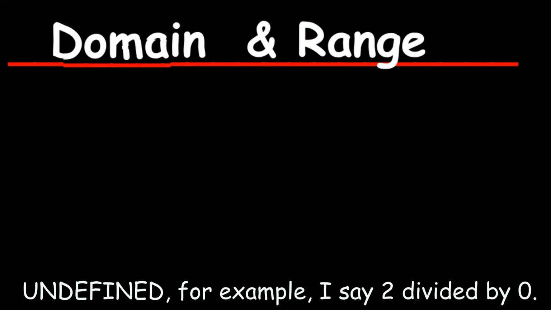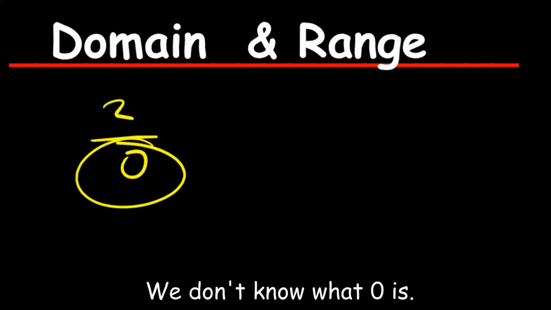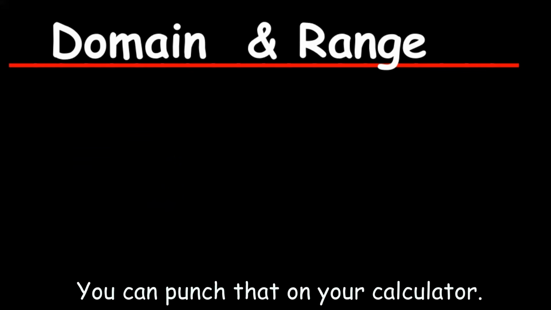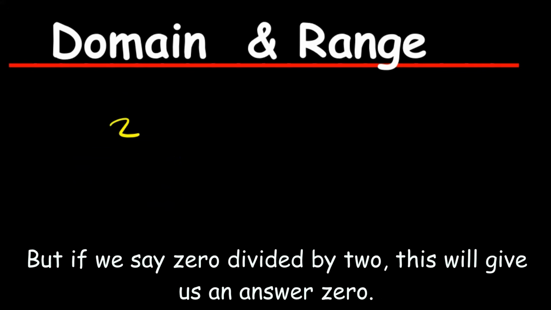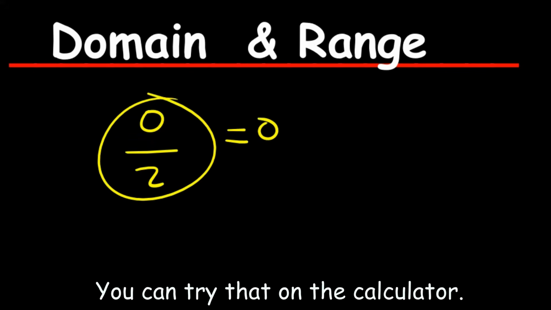Okay, undefined. For example, I say 2 divided by 0. We don't know what 0 is, so because of that, this is undefined. You can punch that on your calculator. But if we say 0 divided by 2, this will give us an answer 0. You can try that on the calculator.